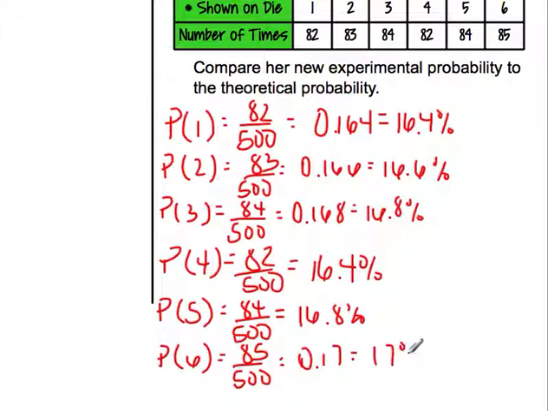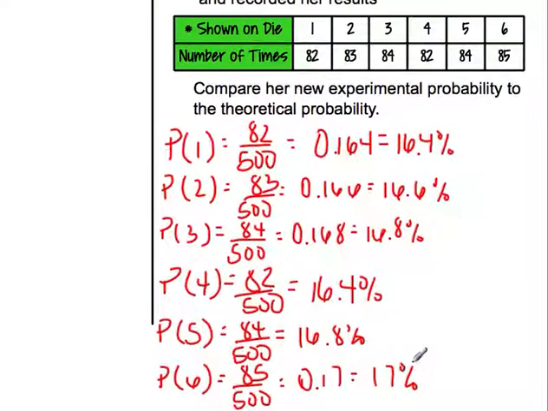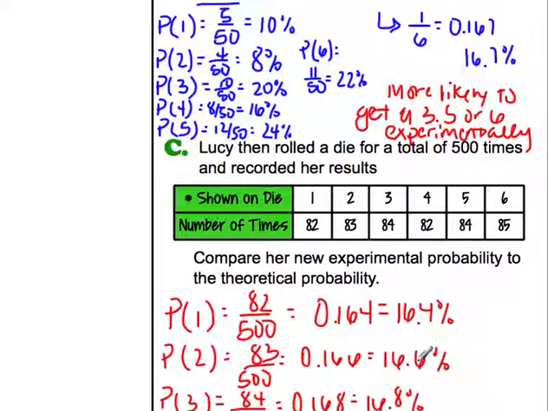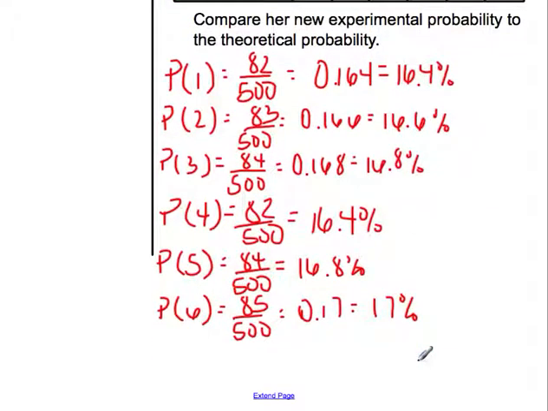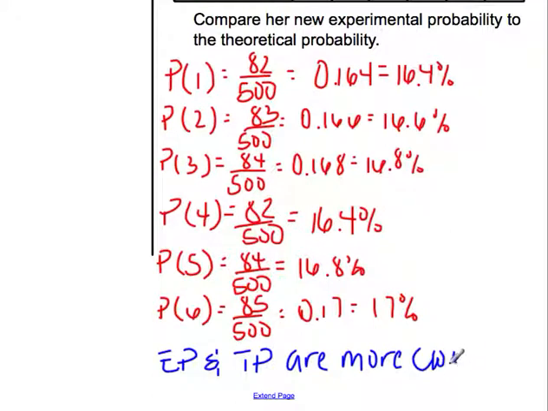Or 17%. Now if you take a look in comparison to up here when we recorded the theoretical of 16.7%, I would now have to say that our experimental probability, EP, and our theoretical probability, TP, are more closely matched, because now the percentages are relatively close together.